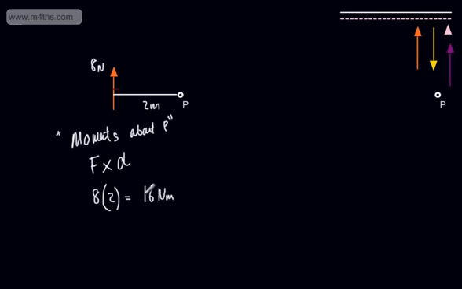This is the magnitude. If we wanted now the sense, we would just say it's minus 16, as it's going to be clockwise. Let's look at another scenario.